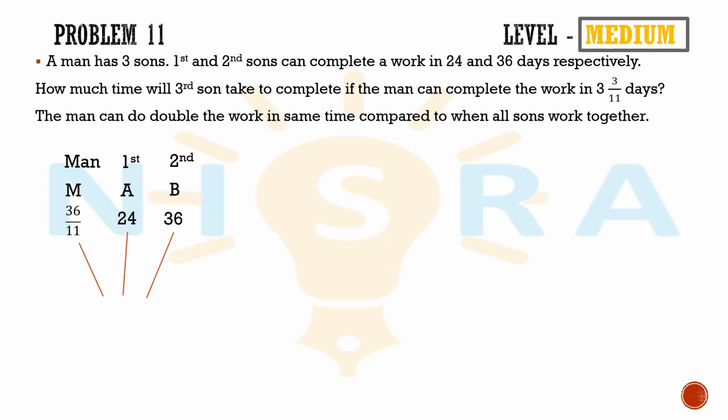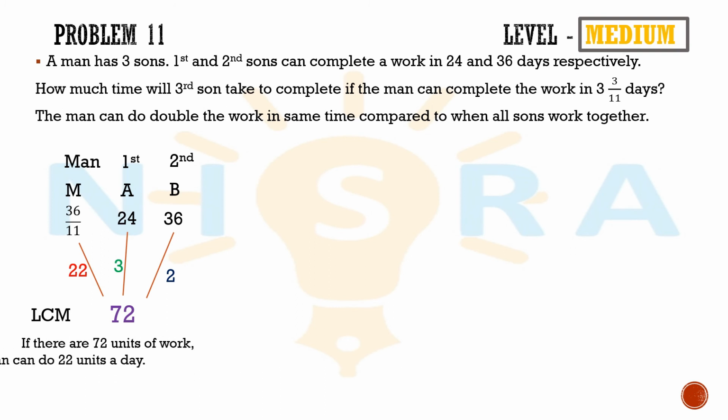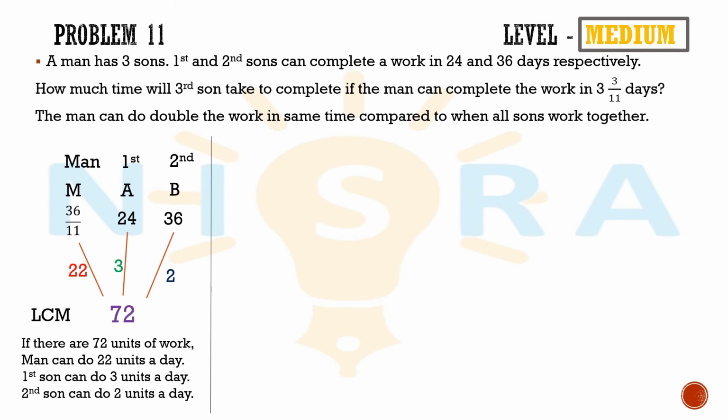If we calculate the LCM of them, it will be 72. Now divide 72 by 36 by 11, you will get 22. 72 by 24, you will get 3. 72 by 36, you will get 2. So we have determined if there are 72 units of work, a man can do 22 units a day, and first son can do 3 units a day, and second son can do 2 units a day.